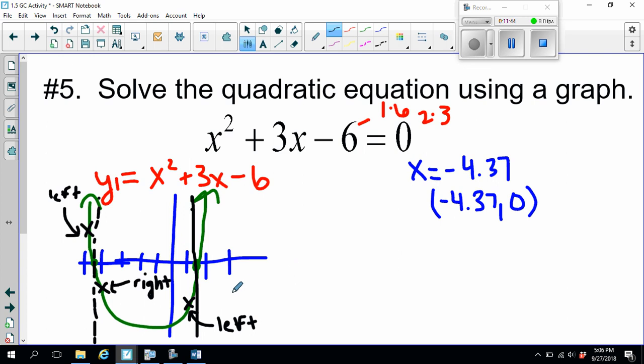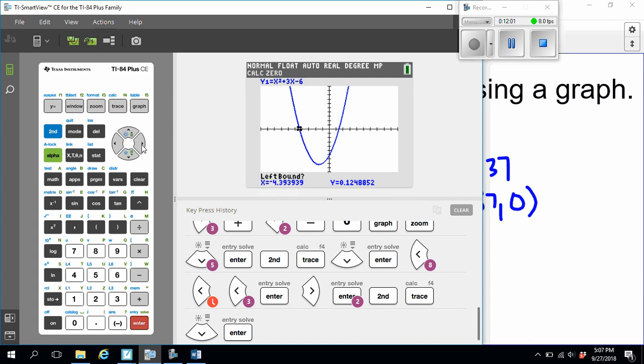That means we're going to move our cursor somewhere in between the vertex and the x-axis, below the x-axis. Remember, you can only move the cursor using the right and left arrows. I'm going to use the right. This seems like a good spot because it is between the vertex and the x-axis, and then I press enter. Now to find the right bound, we've got to find the right-hand side of our x-intercept.